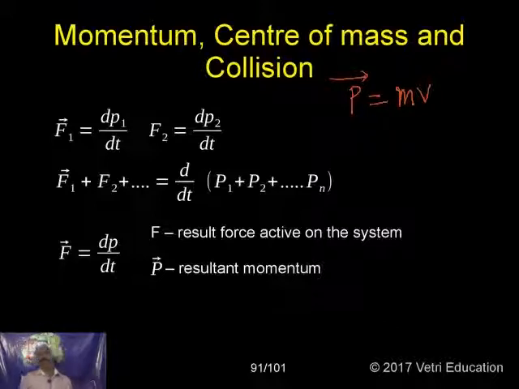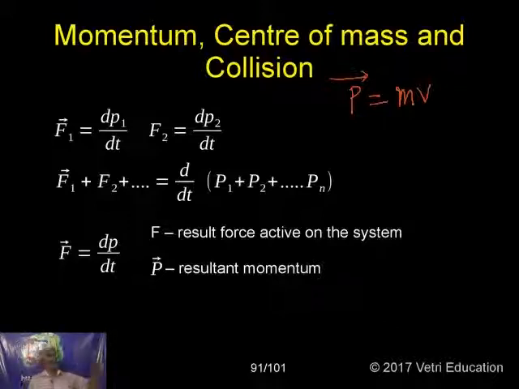This momentum is called linear momentum. Why do I say linear momentum? Some other momentum also comes in future, but because we are studying linear motion. What is momentum? Momentum is a product of mass and velocity. Newton's second law says the rate of change of momentum will give you a force.